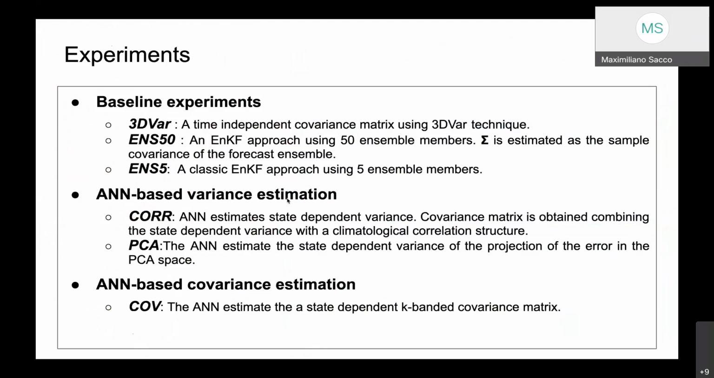This is a summary of the experiments we conducted. As a reference baseline, we use the EnKF with two ensembles, one with 50 members and one with 5 members. And of the experiments we explained before, CORR is the one that learns the standard deviation in the state variable space, PCA learns the variance in the PCA space, and COV learns the covariance matrix.